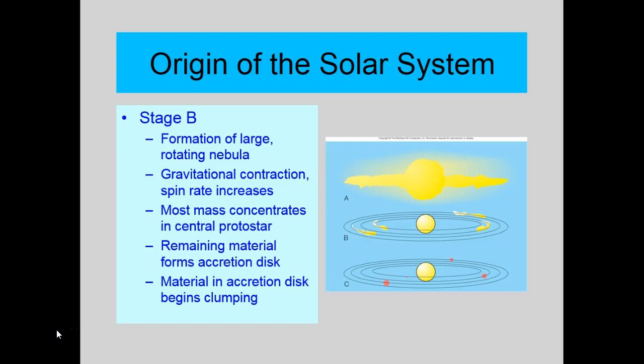The remaining material forms in what they call the accretion disk. This is what it looked like before. This is what they call the accretion disk. And it groups together. Some places never grouped, or did fail to group. They didn't quite group. That would be the asteroid belt. Material in the accretion disk begins clumping together in gravitationally connected pieces.